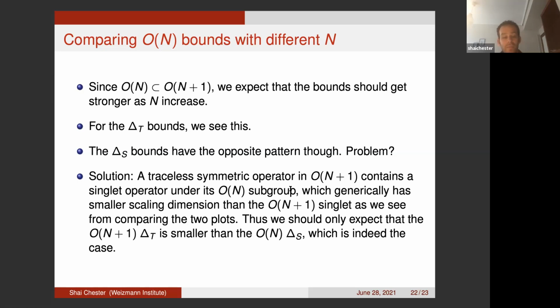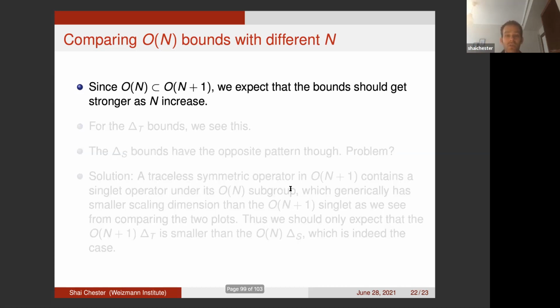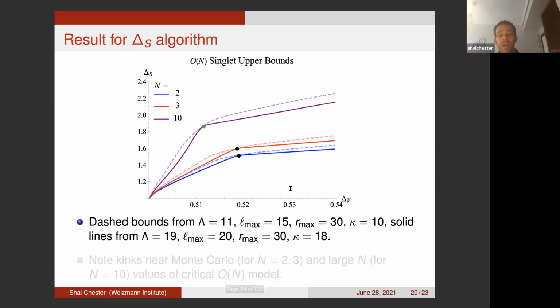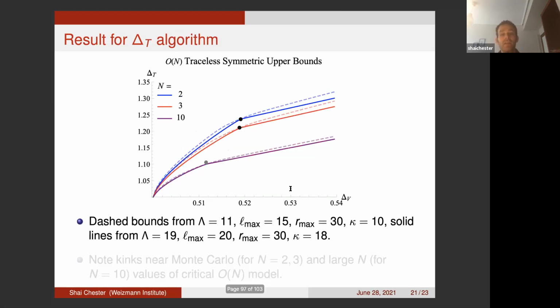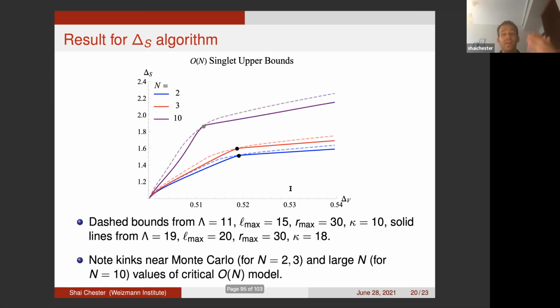So basically, you just have to be careful that there are more singlets from the O(N) perspective when you started from O(N+1). And so for the singlet plot, you shouldn't be comparing the blue against the red, you're comparing the blue against either this red or that red. And when you do that, you will see that the bigger the value of n, the more restrictive it is.